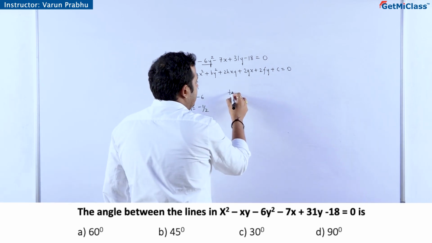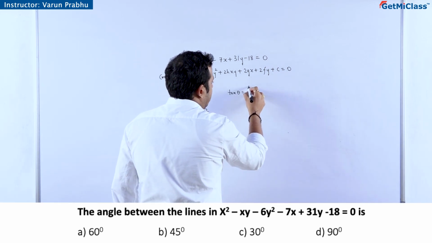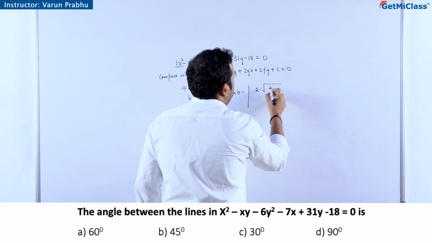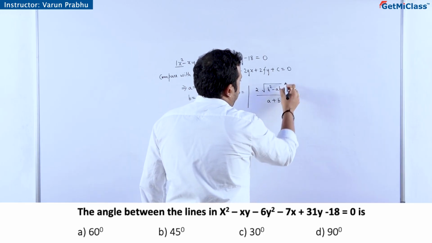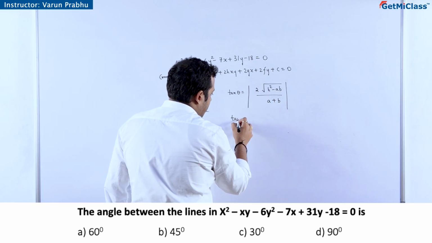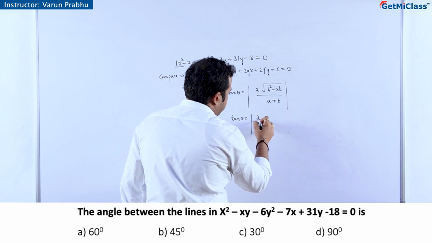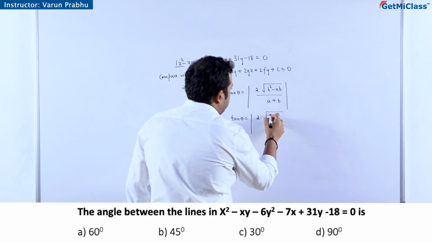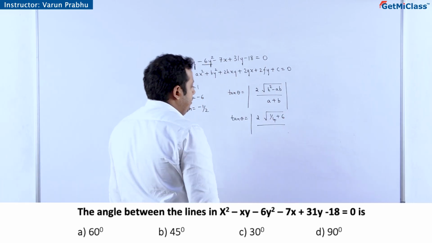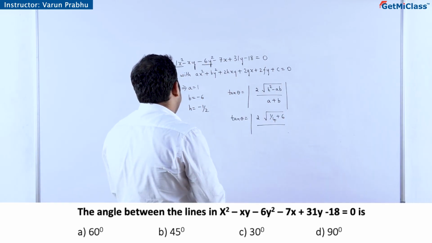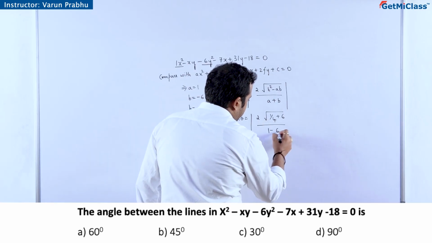Why? Because I can say that the acute angle tan theta can be written as modulus of 2 times the square root of h² minus ab, divided by a plus b. So tan theta is 2 times the square root of h², which is nothing but 1 by 4, plus 6, divided by a plus b, which is 1 minus 6.